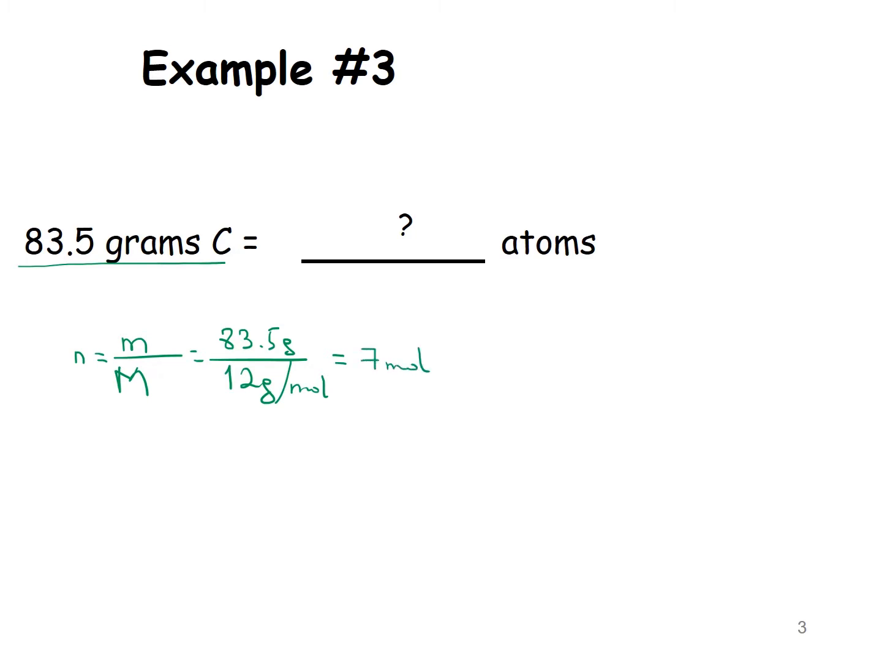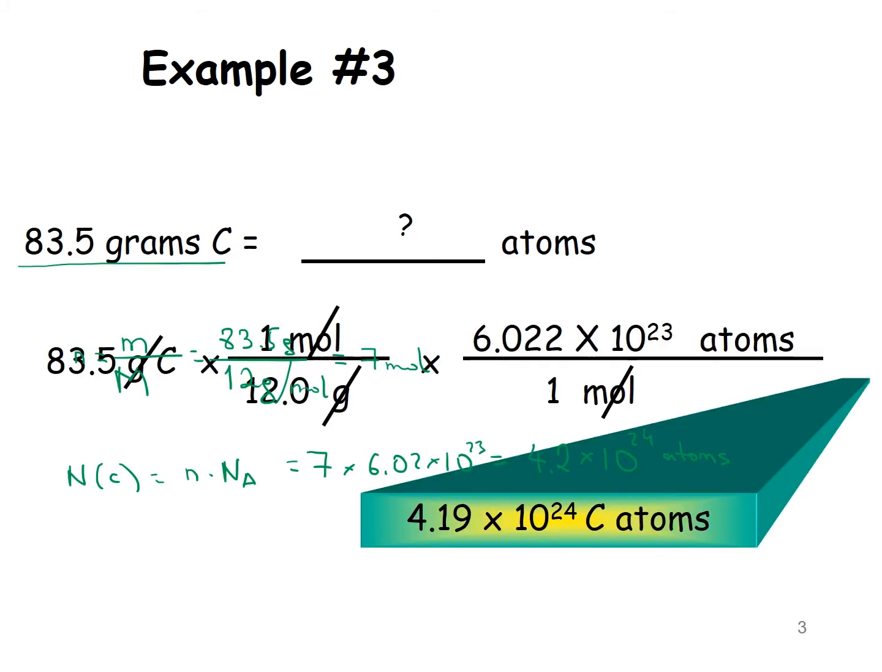Okay, 7 moles. And to find the number of the particles, I'm going to do moles times the Avogadro's number. So that's going to be 7 times 6.02 times 10 to the 23rd. So I've got here about 4.2 times 10 to the 24th atoms of carbon. All right, so that's the answer here.